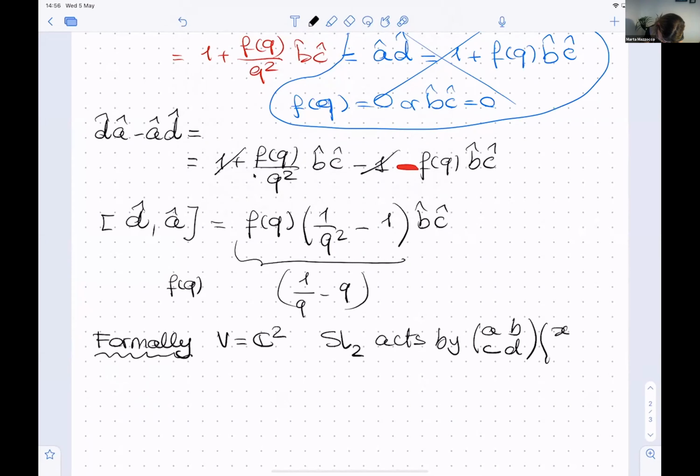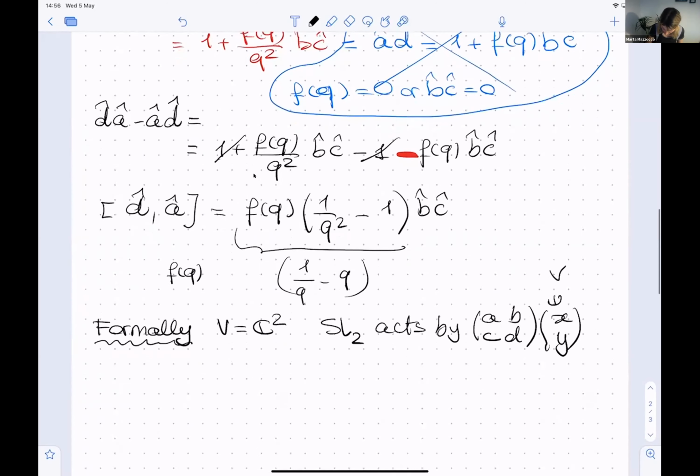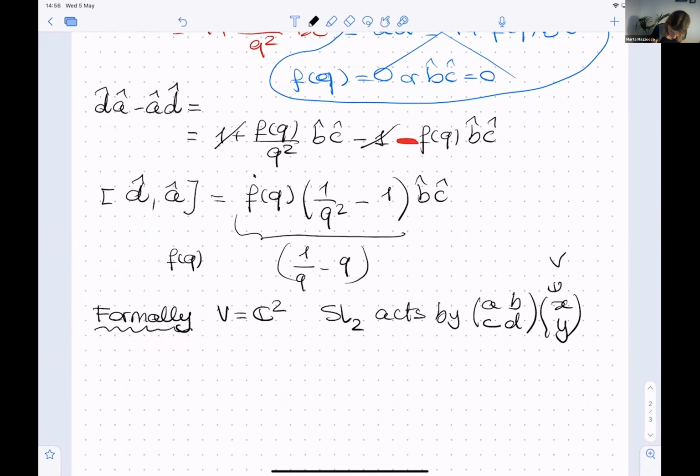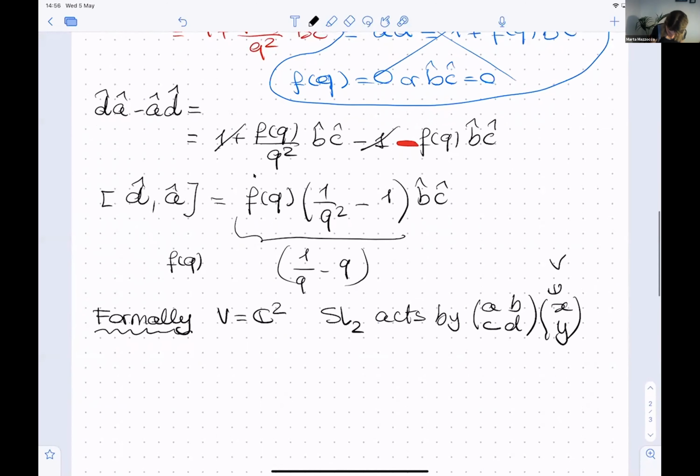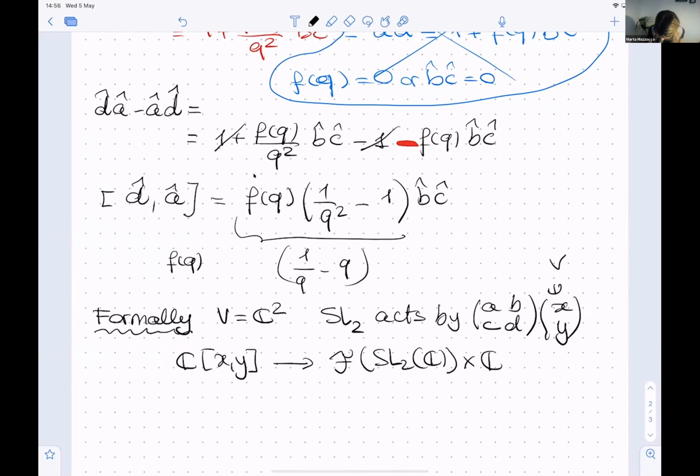Okay, X, Y, so this guy belongs to D. And we can also use this to define an algebra homomorphism between C[X, Y], the algebra of polynomials in two variables, and the space of functions on SL2(C) cross C[X, Y].